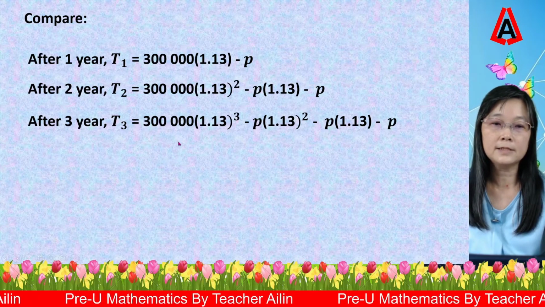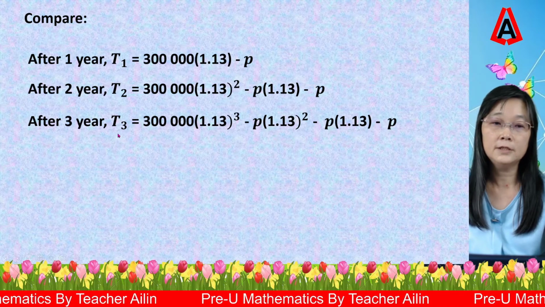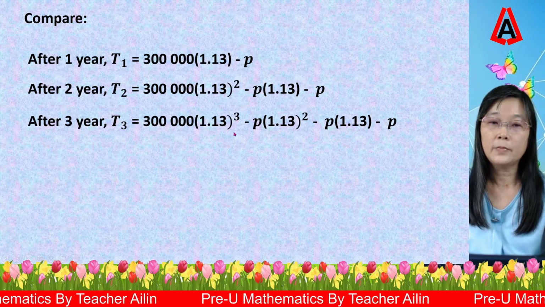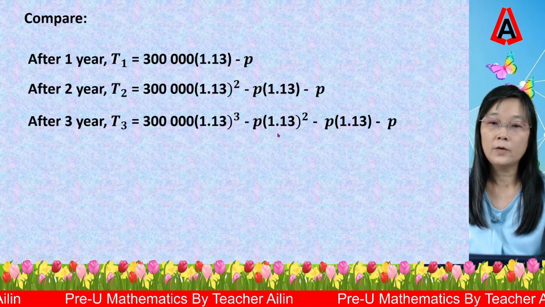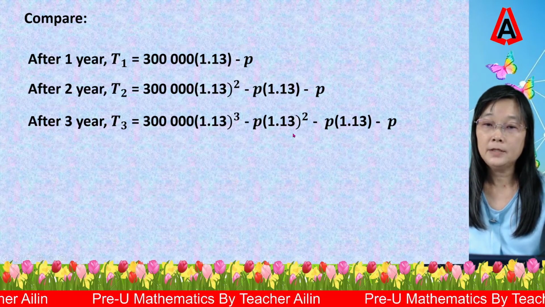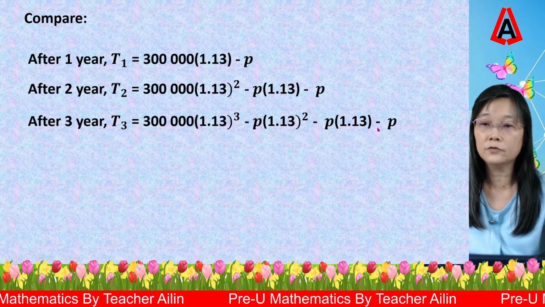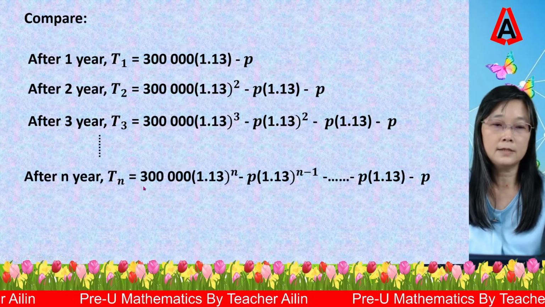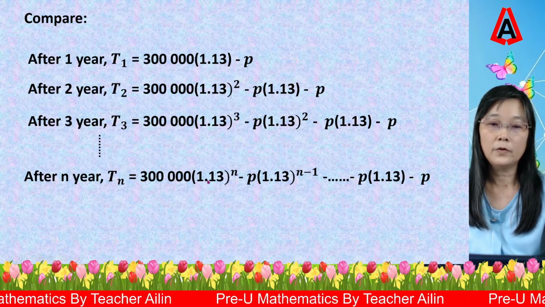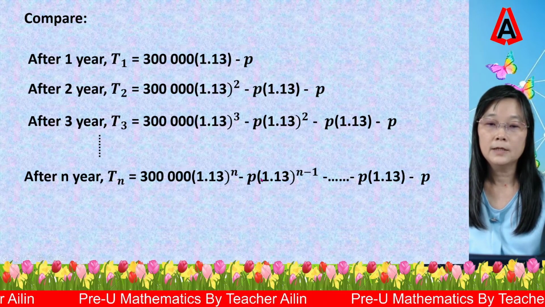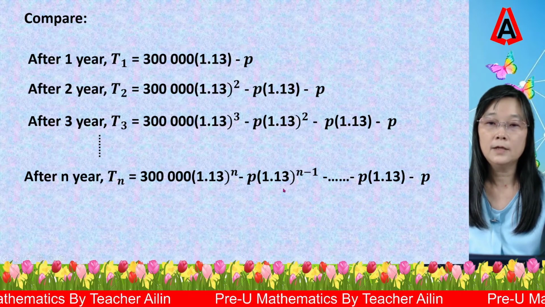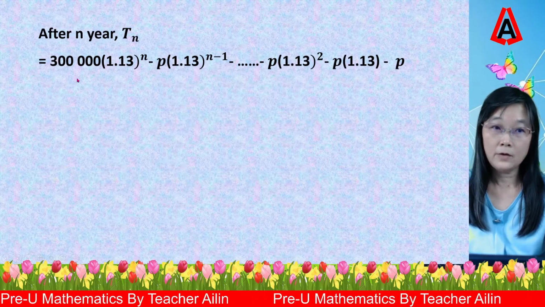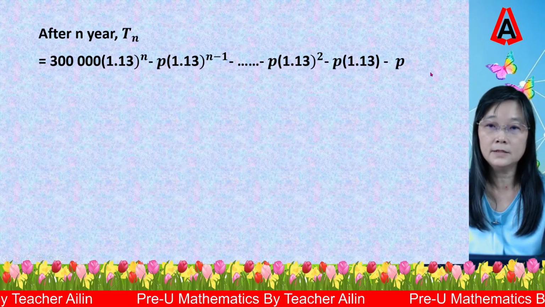So from this series, I can predict that at the end of the 4th year, the total outstanding becomes 300,000 times 1.13 power 4 minus P times 1.13 power 3 minus P times 1.13 power 2, then power 1, then up to minus P. Then when I continue up to n years, I can predict that the total outstanding will be 300,000 times 1.13 power n, then minus P times 1.13 power n minus 1, and continue up to P times 1.13 power 1, then minus P.